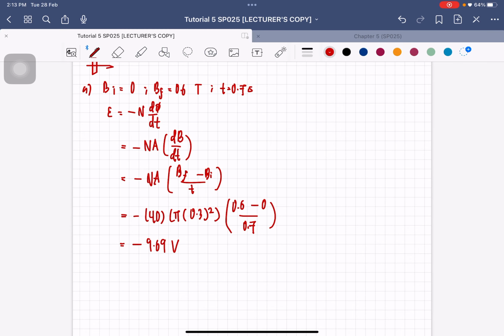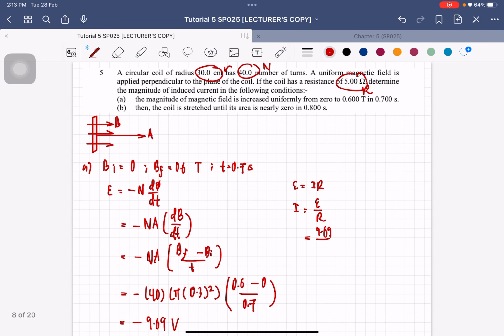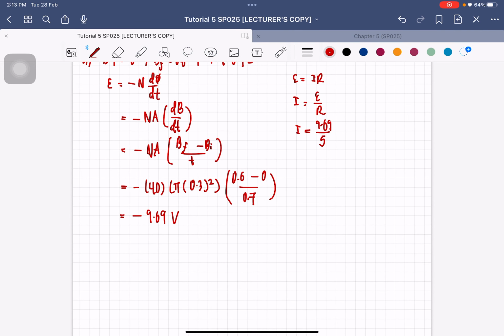Why do we need to find the induced EMF first? Because we are going to use this equation here, IR. EMF is equal to IR, where I is equal to EMF over R. So EMF is equal to 9.69 divided by the resistor, which is equal to 5 ohm. So the current here is going to be equal to 1.94 ampere.